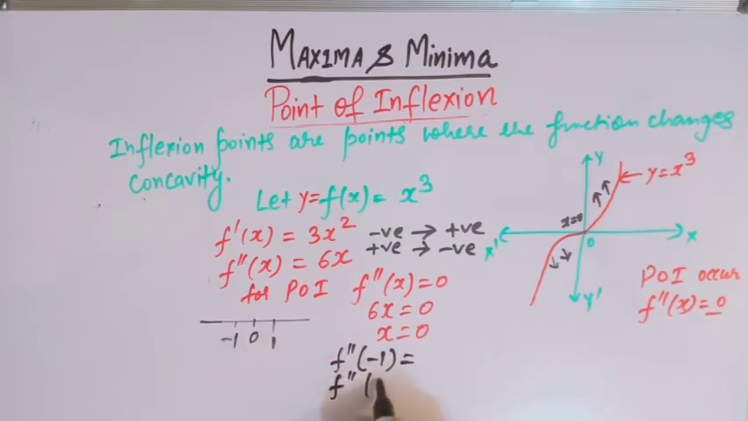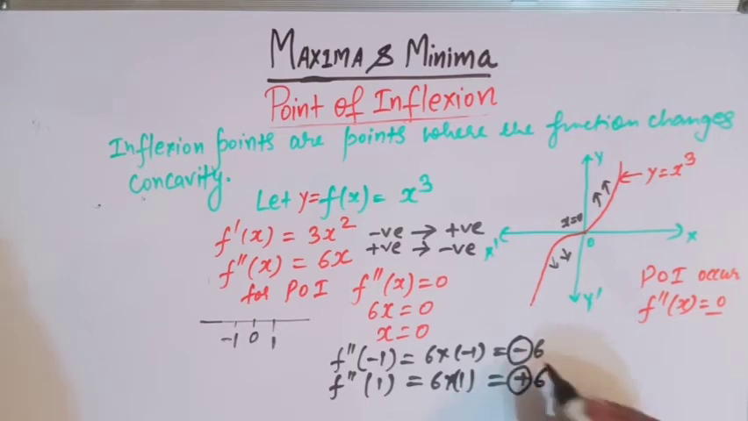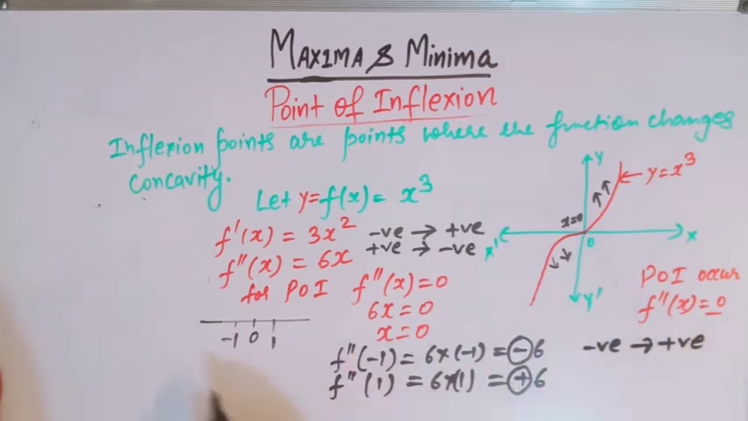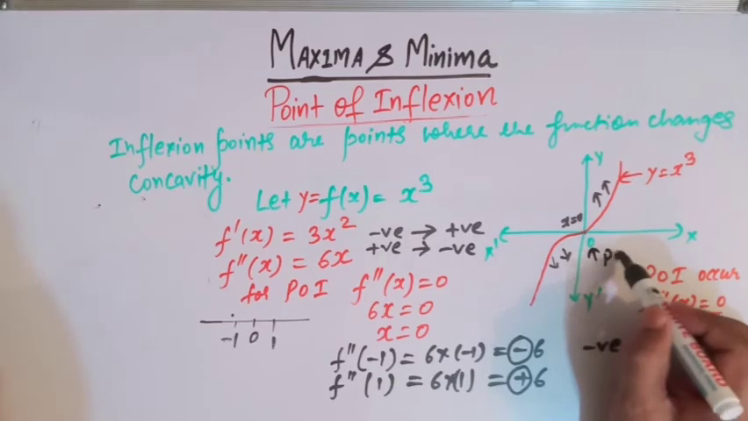So let us find the values of this second derivative at these points. Here we have f double prime of minus 1 is 6 times minus 1, that is minus 6, and here we have 6 times 1, which is equal to plus 6. Here we are only interested in the sign, not in the numerical value. So we see that the sign of the second derivative changes from negative to positive as we move from left to right through x equal to 0. Therefore x equal to 0 is a point of inflection.